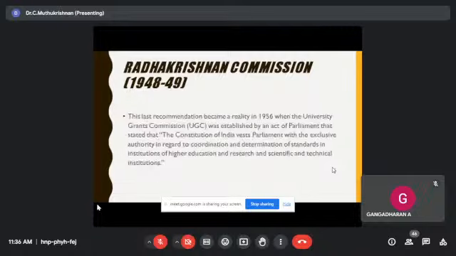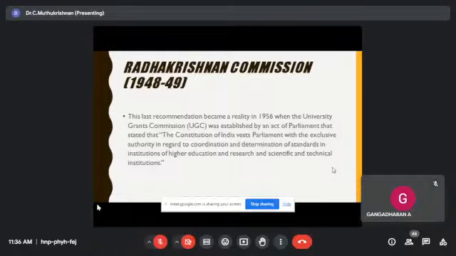And the last recommendation became a reality in 1956 when the University Grants Commission was established by an act of parliament that stated that the Constitution of India vests the parliament with the exclusive authority in regard to the coordination and determination of standards in institutions of higher education and research and scientific and technical institutions. This is one of the finest features of this Radhakrishnan Education Commission also. We have to write it once again. I would like to read it again.